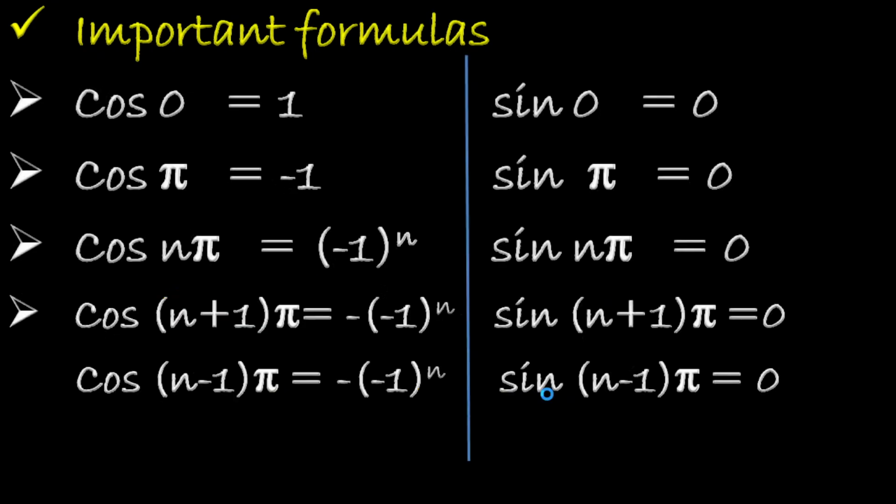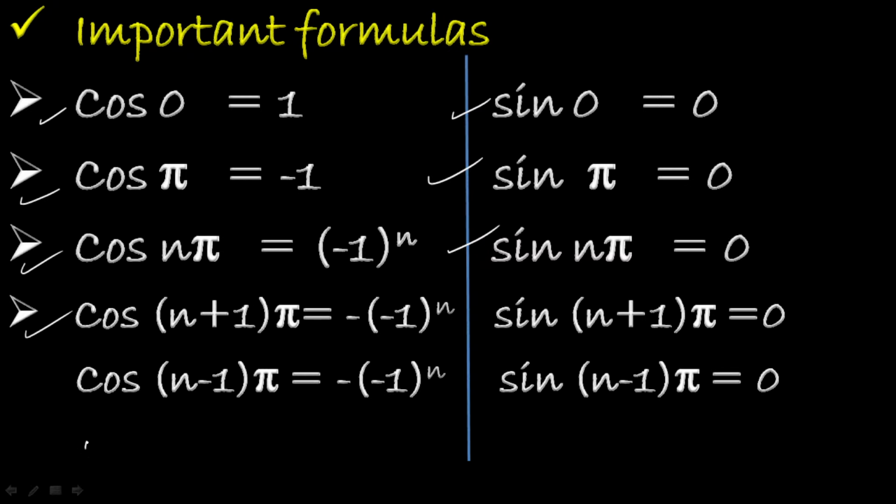So remember these formulas, and then another important thing you should know is that cos 0 value is 1, whereas sin 0 is 0, cos pi value is minus 1, whereas sin pi value is 0, cos n pi is equal to minus 1 whole power n, whereas sin n pi is 0, and cos of n plus 1 pi is equal to minus of minus 1 whole power n.